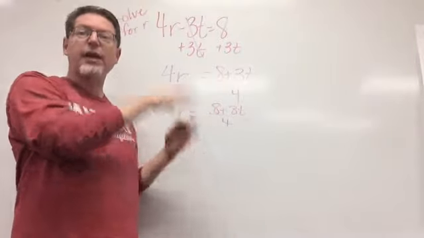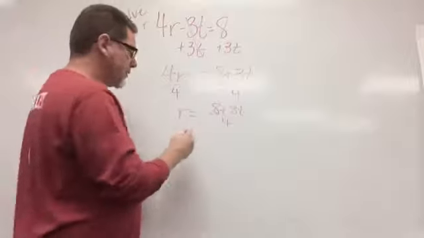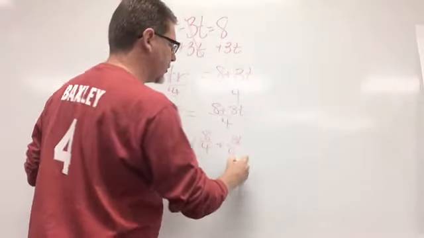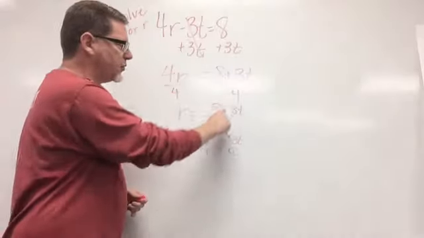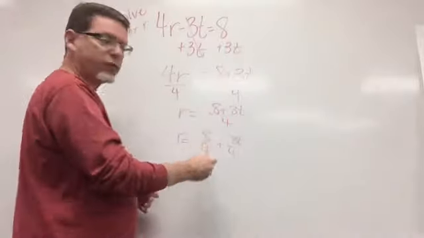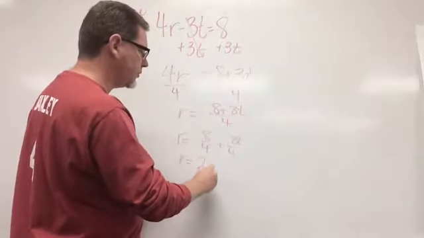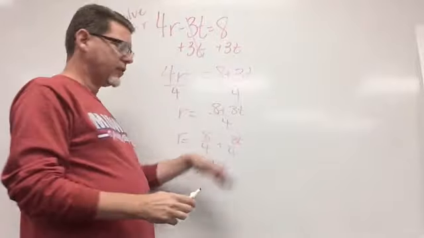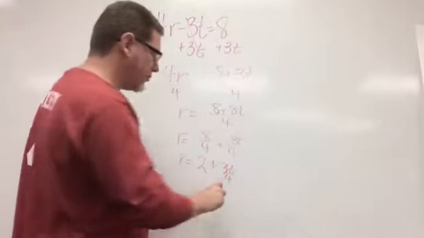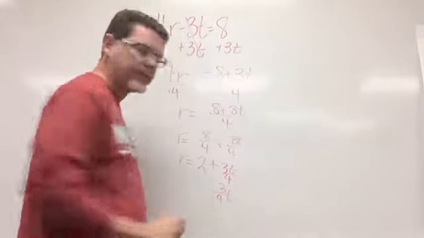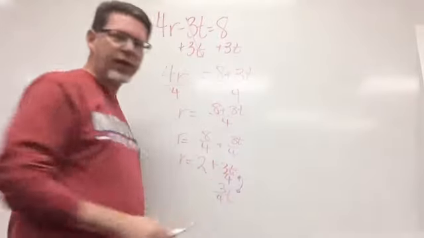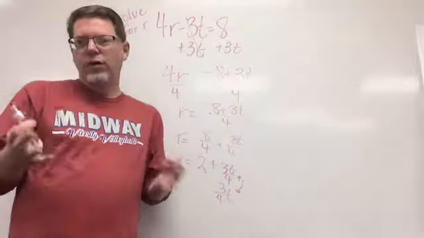That is a correct answer, but I could simplify it a little bit more by going r equals 8 over 4 plus 3t over 4. I can just separate the numerators over the same denominator, and now I can simplify. 8 over 4 is 2, so r equals 2 plus 3t over 4, or I could also write that as just 3/4 t. Both of those are the same, and you'll see them in both ways depending on where you get the information from, okay?